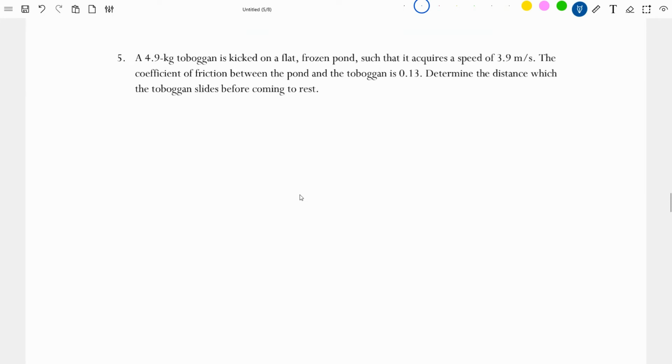Number 5. Toboggan kicked on a flat frozen pond acquires a speed of that. Okay, so we kick it.